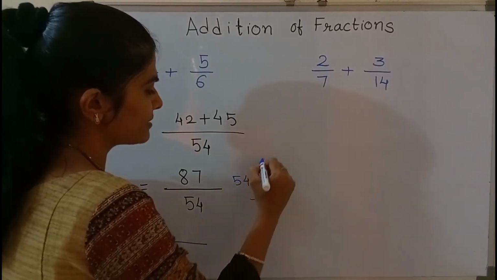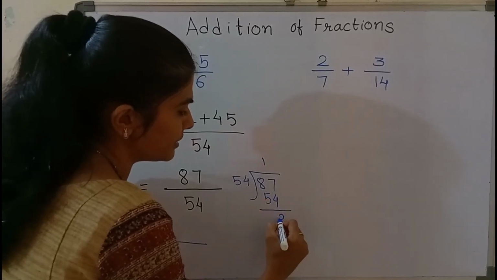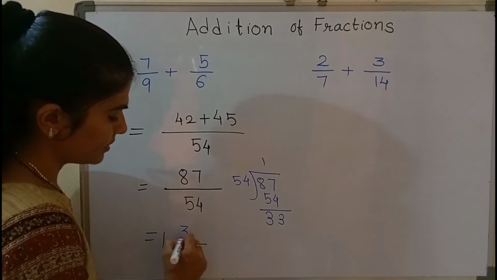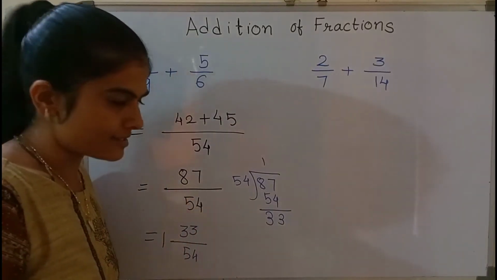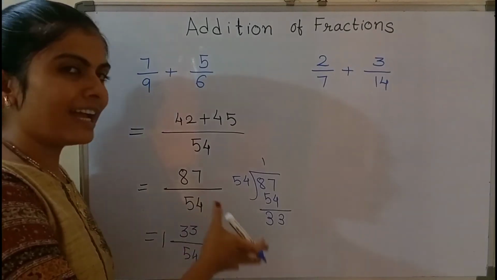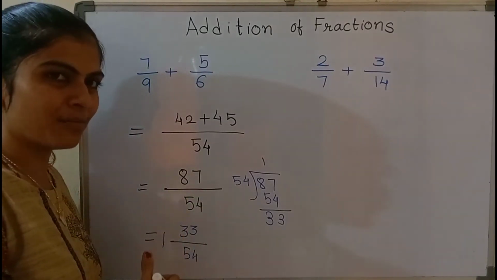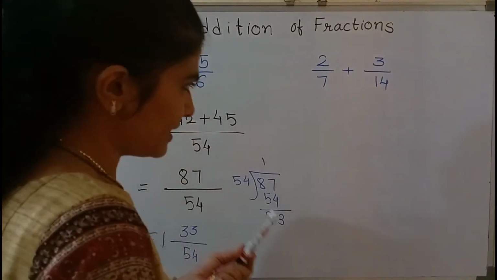54 divided by 87. So 54 ones are 54. So how much is the remainder? Remainder is 33. So I can say that quotient is 1. This is 33 and this is 54. This is my final answer. You can see that. And I have already uploaded one video on how to convert improper fraction into the mixed number or mixed into the improper one. You can go through that video as well.